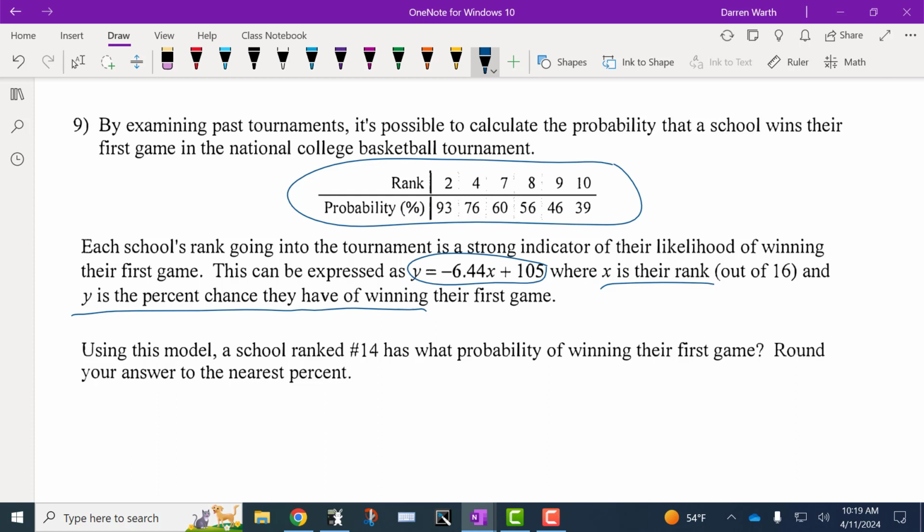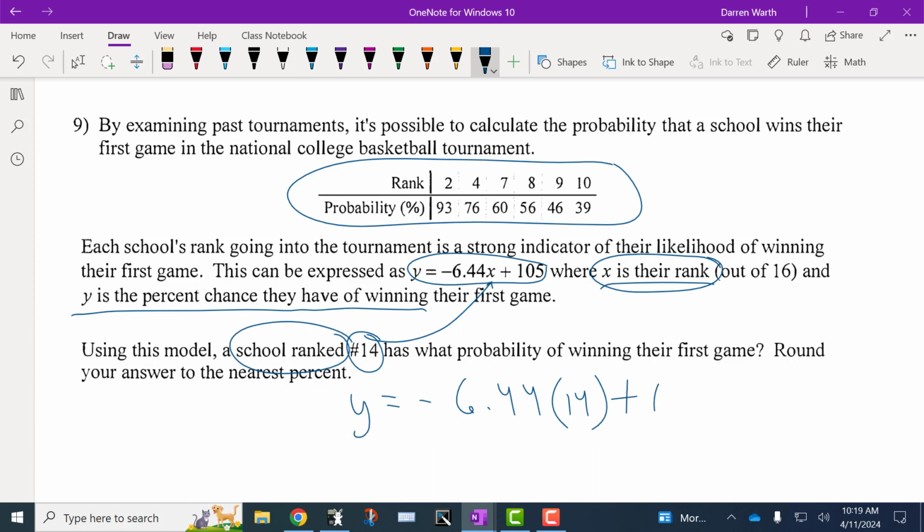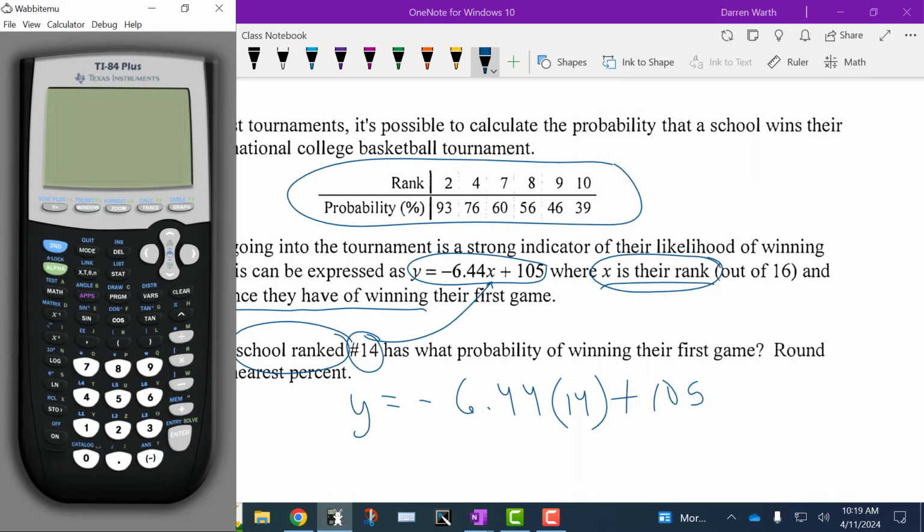So in this problem right here, it's actually just a matter of substitution. On number 9, all we have to do is substitute in 14. Because that is the school ranking, we just have to put that in place of x, because x is the rank. So we've got y equals negative 6.44, and in place of x, we're going to put in 14, because that is their ranking, plus 105. And now I'm going to put that in my calculator and find out what that probability is.